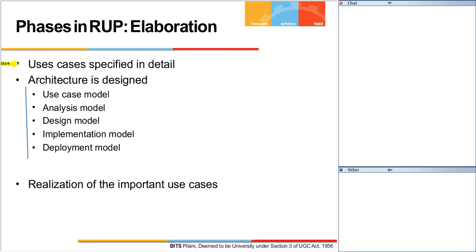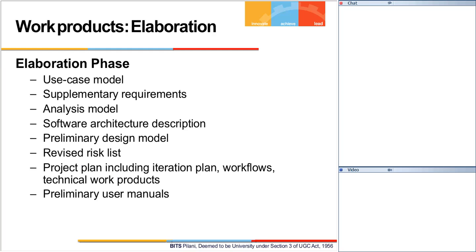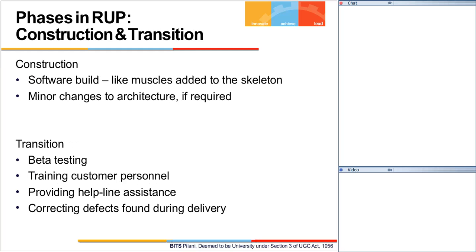Okay, I move ahead. Coming to the work products that are created in the elaboration phase, you have the use case model, analysis model, architecture of the system, preliminary design model, and so on, right? Okay, as we move ahead, there's a request for a break. We'll take that. I'll have just 2-3 more slides. We'll take a break after that.